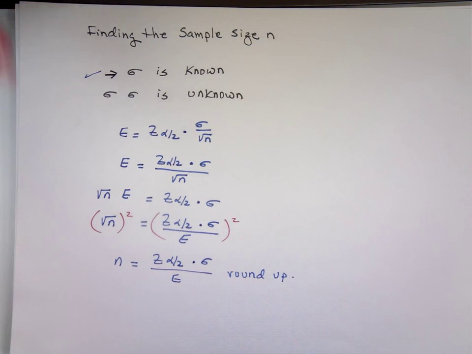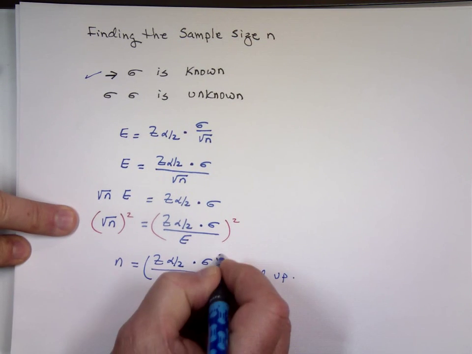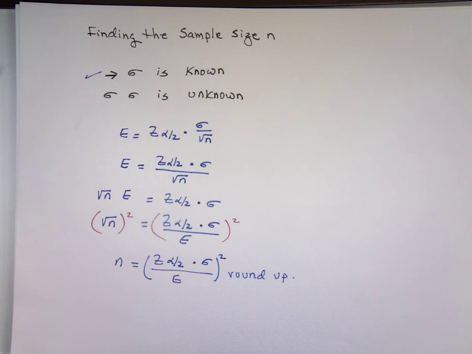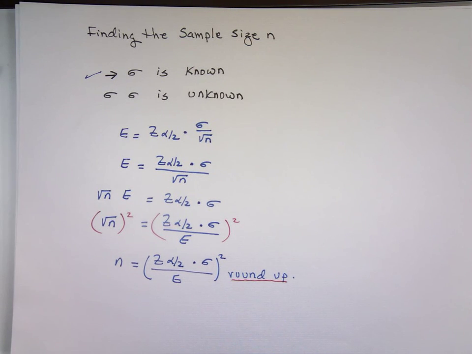So if you got 55.03, you make it 56. Yes? Wouldn't it be squared? Yes. I knew that. So z alpha over 2 times sigma divided by e, and you square it. So that's how we calculate the sample size. Again, always round up. Because what that means is a minimum of 55.1 persons.